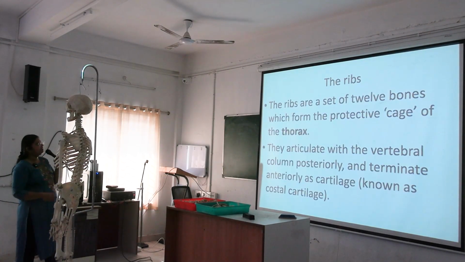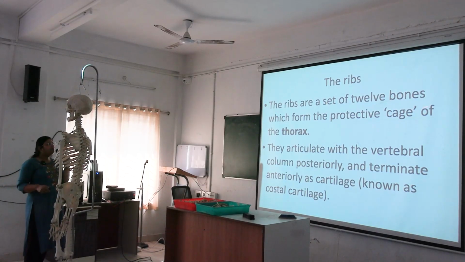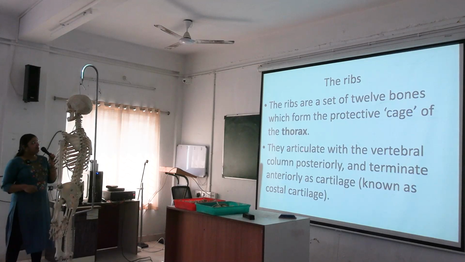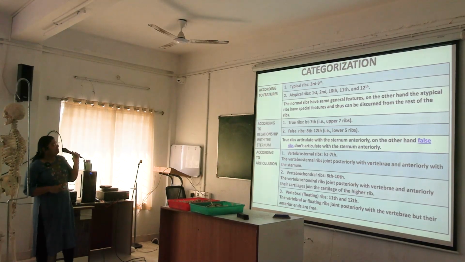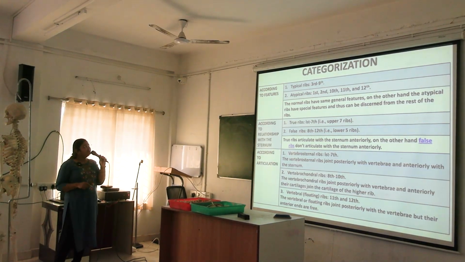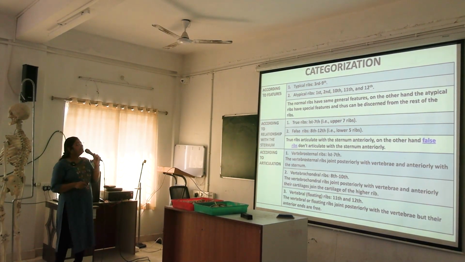Okay, so the ribs are a set of 12 bones which form the protective cage of the thorax. They articulate with the vertebral column posteriorly and terminate anteriorly as a cartilage known as the costal cartilage. See here the rib cage, this anterior. First, according to features, we are dividing the ribs into typical ribs and atypical ribs. So typical ribs are 3rd to 9th rib, and atypical ribs are 1st, 2nd, 10th, 11th and 12th rib.